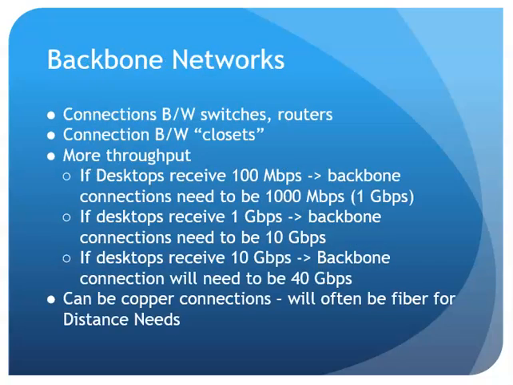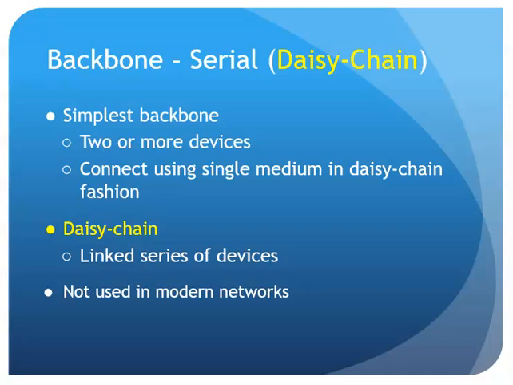Backbone networks, these are the networks that are connecting together, typically your closets or your switches, if you will. These need to be high bandwidth connections. And I give you an example here. If we're running 100 meg to the desktop, the backbone connection needs to be at least a gig to handle all of that, and so forth. These can be copper connections, but they will also often be fiber for distance purposes.